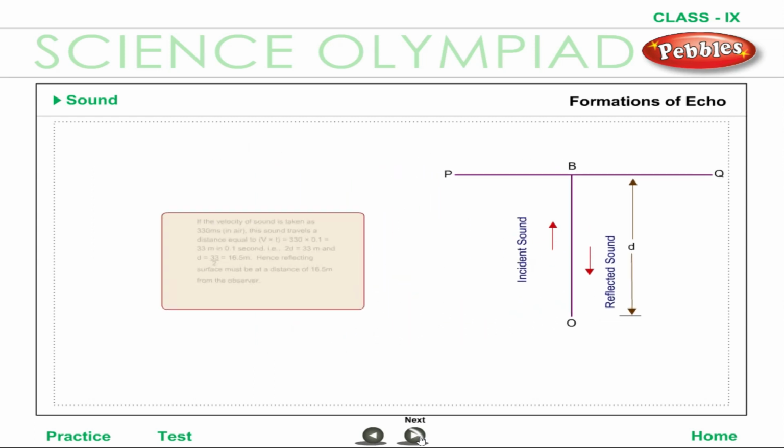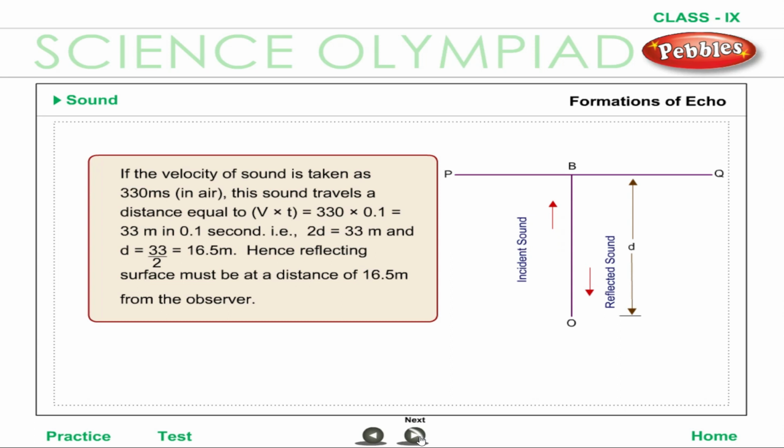If the velocity of sound is taken as 330 meters per second in air, this sound travels a distance equal to v into t, which is 330 into 0.1, equal to 33 meters in 0.1 second. That is, 2d is equal to 33 m and d is equal to 33 by 2, which is 16.5 meters. Hence, the reflecting surface must be at a distance of 16.5 meters from the observer.